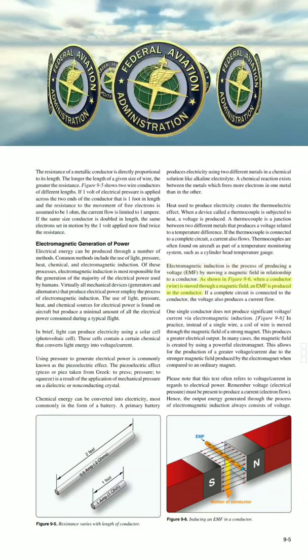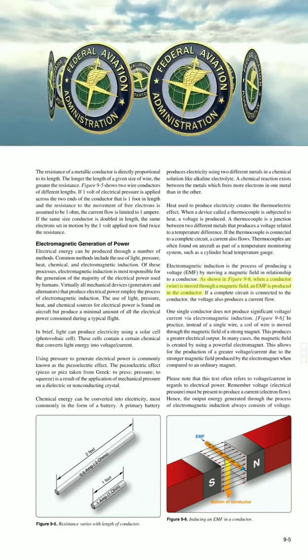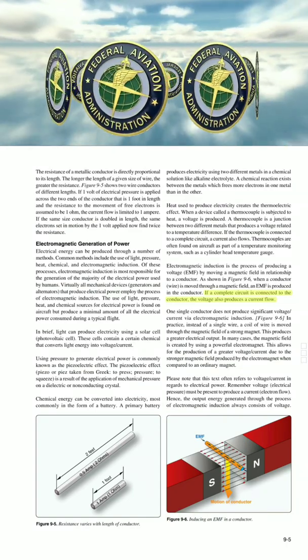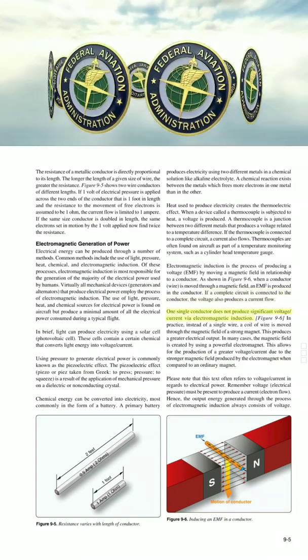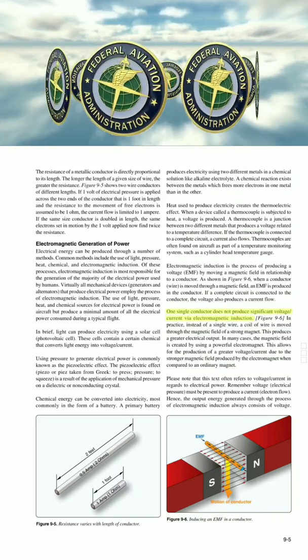As shown in figure 9-6, when a conductor, wire, is moved through a magnetic field, an EMF is produced in the conductor. If a complete circuit is connected to the conductor, the voltage also produces a current flow. One single conductor does not produce significant voltage/current via electromagnetic induction.